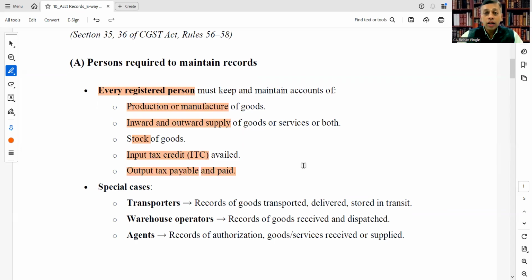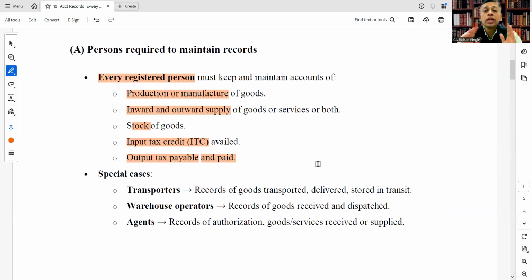So what does a registered person need to keep and maintain? Accounts of production or manufacture of goods, inward and outward supply of goods or services or both, stock of goods, input tax credit availed, output tax payable and paid.